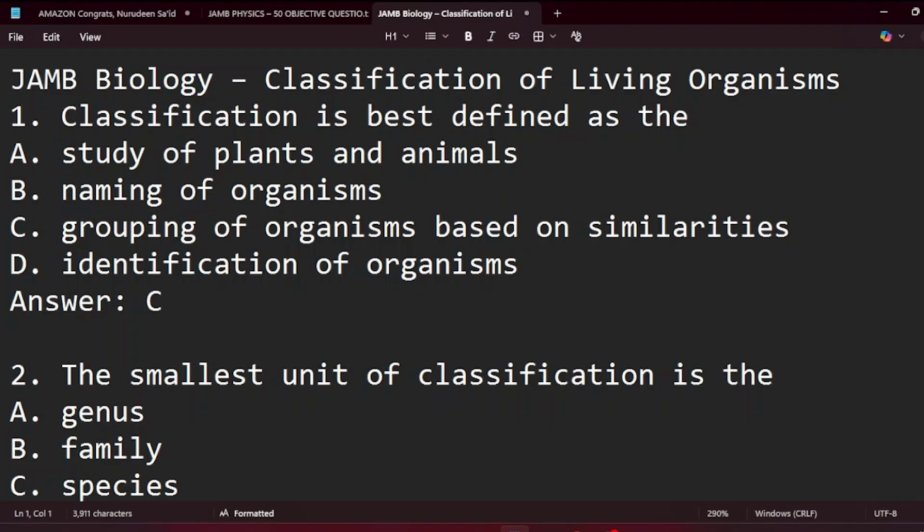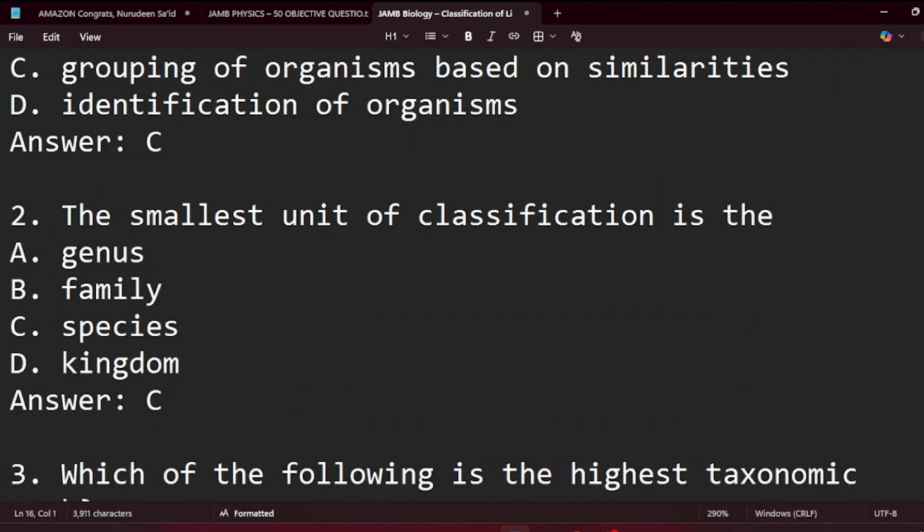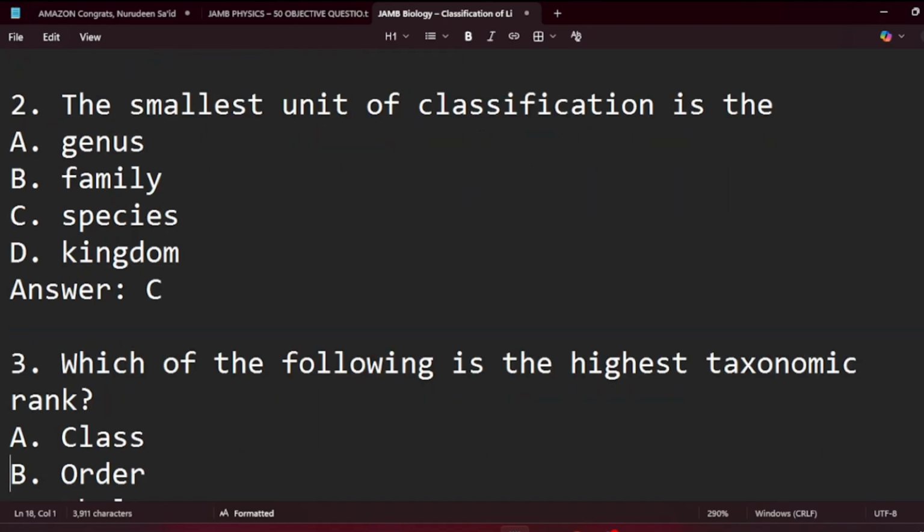Classification is best defined as the dash. A, study of plants and animals, B, naming of organisms, C, grouping of organisms based on similarities, D, identification of organisms. The answer is C, which is grouping of organisms based on similarities. Question number 2. The smallest unit of classification is the dash. A, genus, B, family, C, species, D, kingdom. The answer is C, which is species.